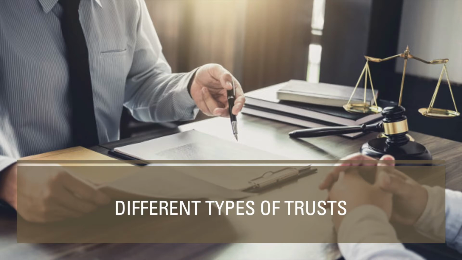Many different types of trusts exist in various legal systems, such as credit shelter trusts, generation skipping trusts, qualified personal residence trusts, insurance trusts, qualified terminable interest property trusts, separate share trusts, and many more.